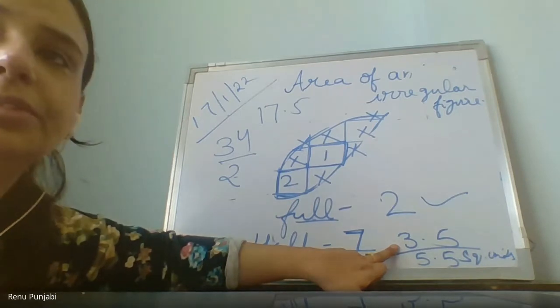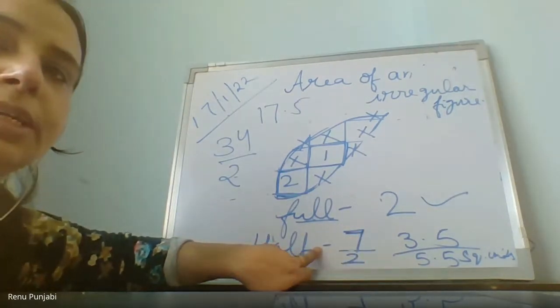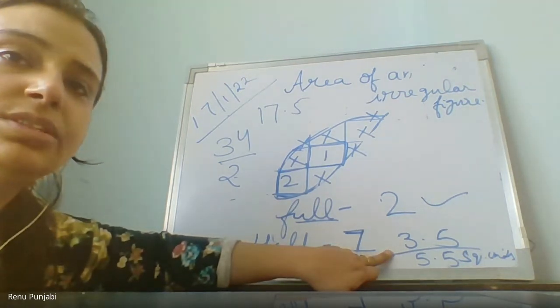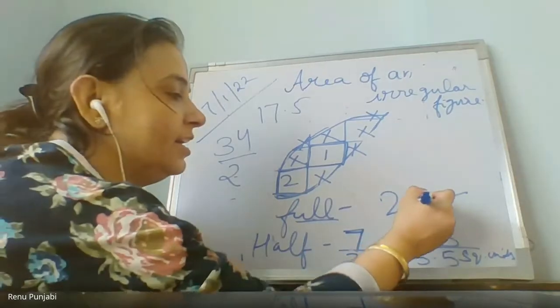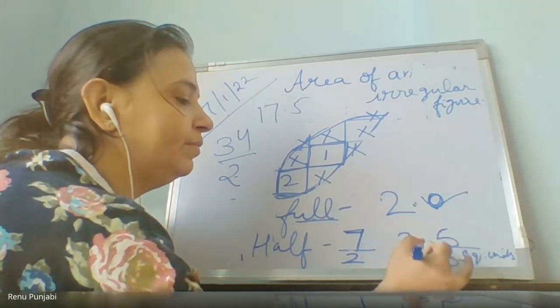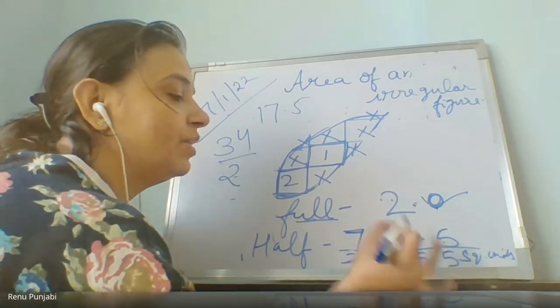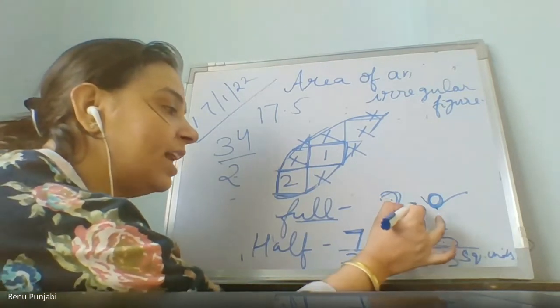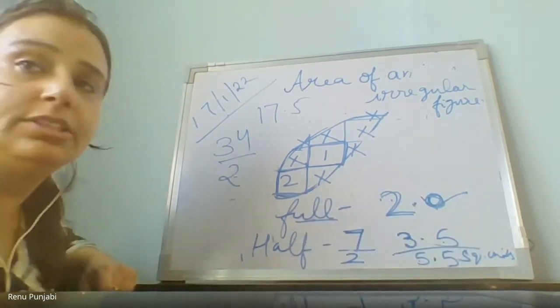Means what did you add, ma'am? 2 full and 3.5 half. The 3.5 that we converted, that also I added. Any doubt? Ma'am, how did you add? Can you show me that? See, here I put 0, so 0 plus 5 is 5. Point plus point, 2 plus 3 is 5. This is 3.5 and this is only 2, so I have to put a decimal and put a 0 here.